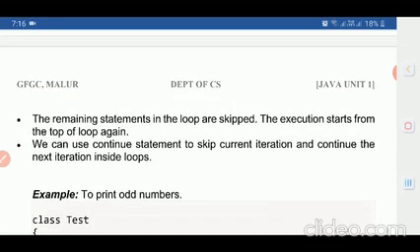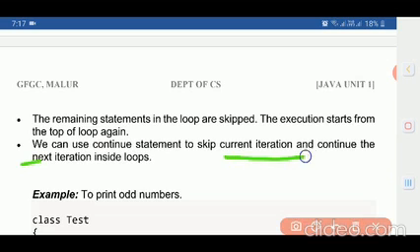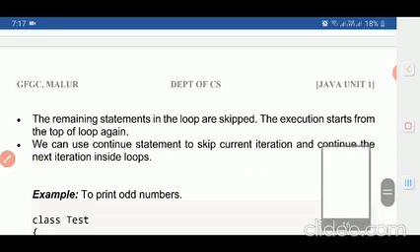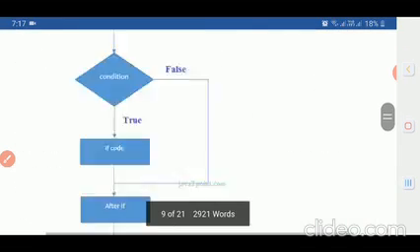So in case of continue, wherever we tell it to do that, it will stop that particular iteration and start once again from the next iteration. That's what is given in the first point: the remaining statements in the loop are skipped and execution starts from the top of the loop again. So we can use the continue statement to skip the current iteration and continue with the next iteration inside the loop. So we preferably use this continue statement inside the loop.